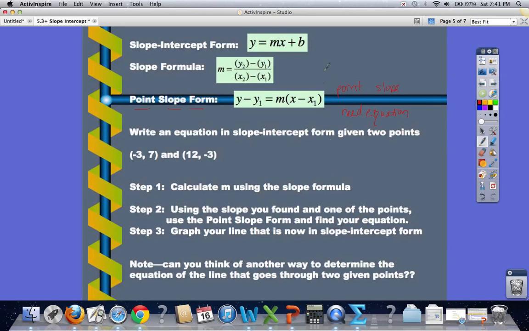Again, this is what you want. You want to graph something very easy. You want it in the slope intercept form. All right, so while we're doing this, I want you to think, if you can think of another way, you can determine the equation of a line that goes through two given points. There's other ways. I want you to think about that while we're doing this. All right, so let's go practice one.